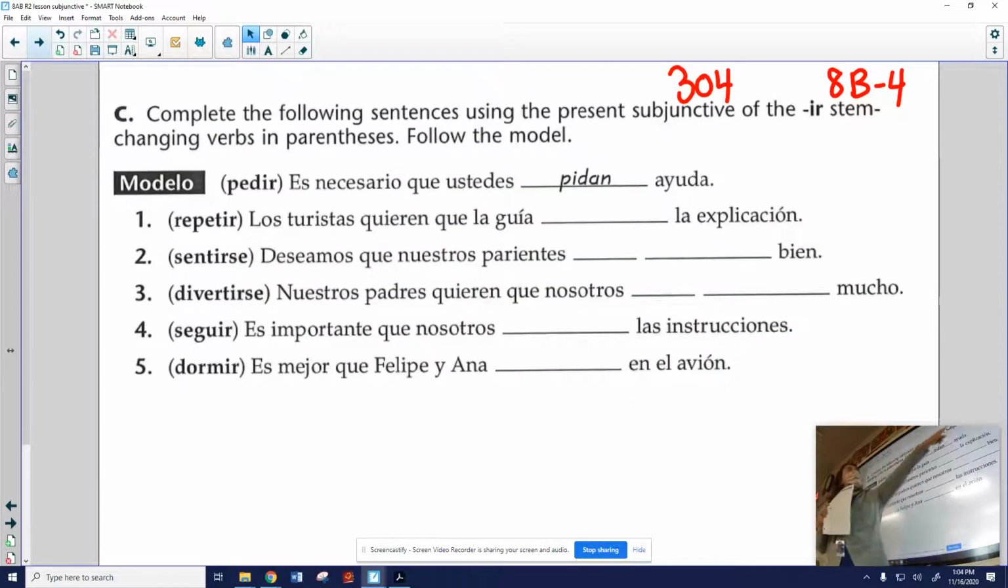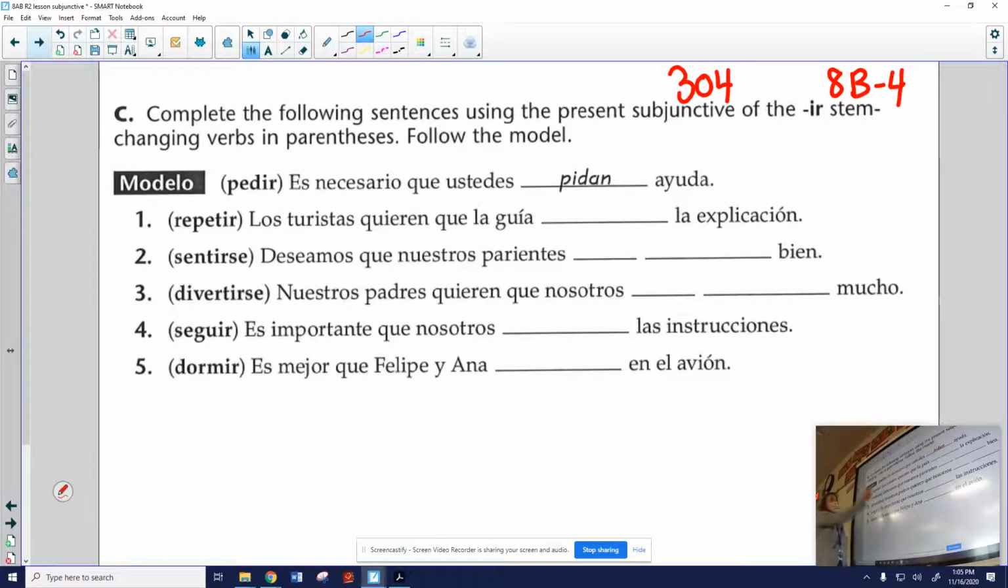En la página 304, which is one of the last pages, it does say, complete the following sentences using the present subjunctive of the IR stem changing verbs in parentheses. Follow the model. Pedir means to ask for. It's necessary that you guys ask for help. Pidan ayuda. Número dos, repetir, to repeat. The tourists want that the guide repeats the explanation.